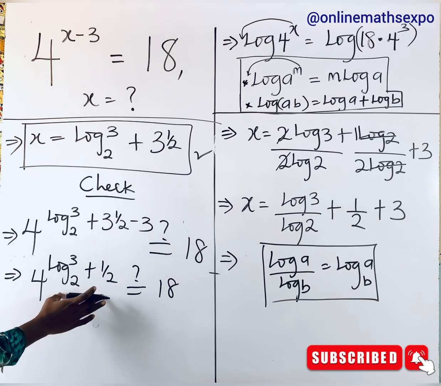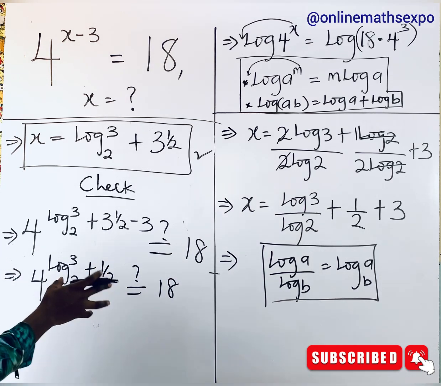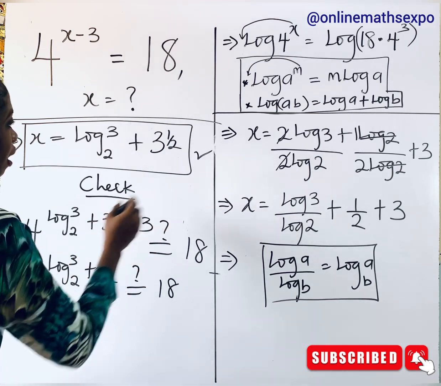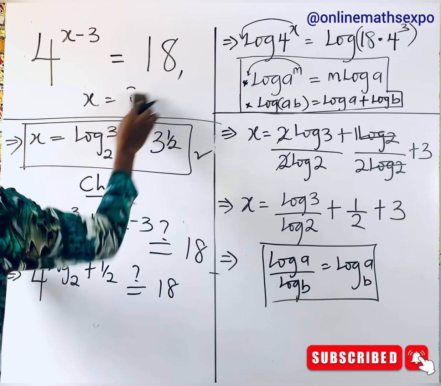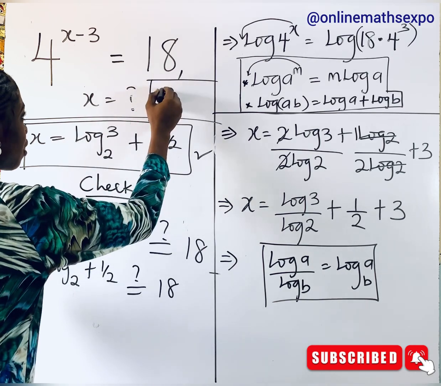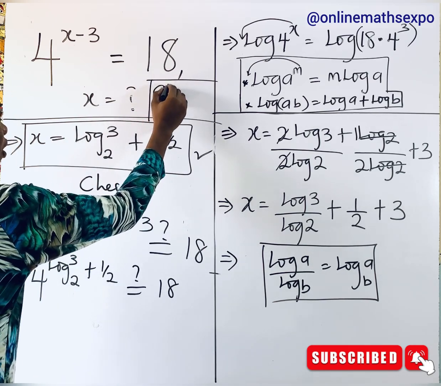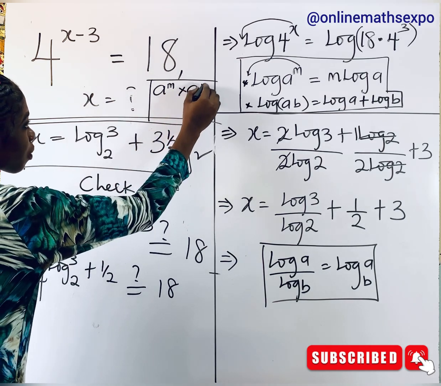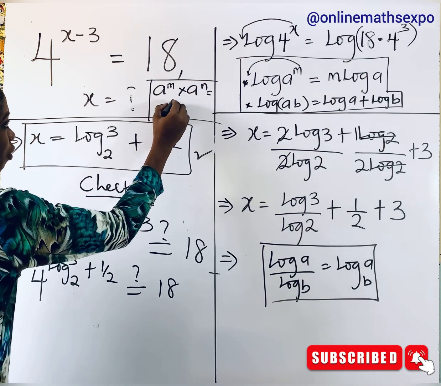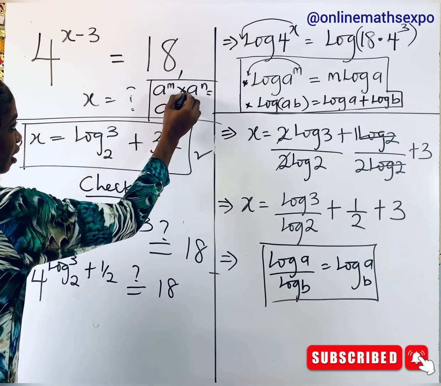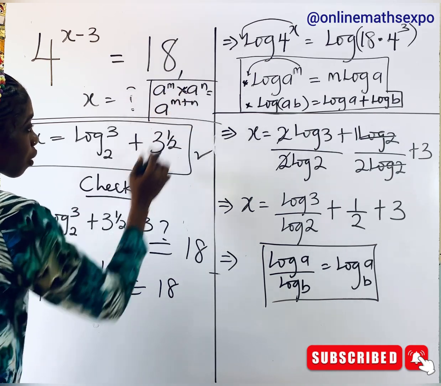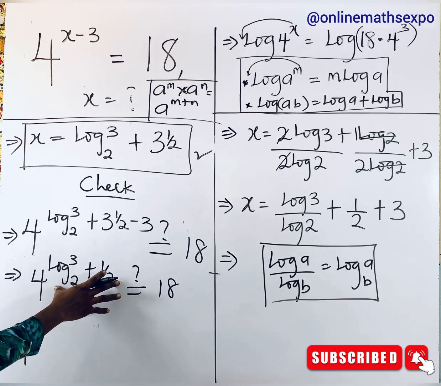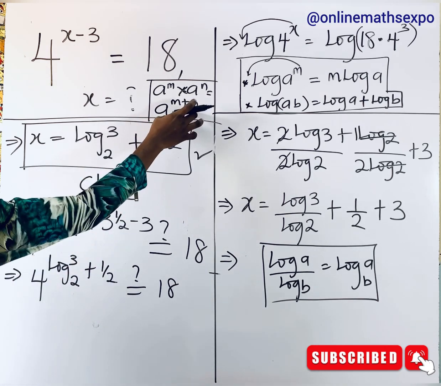Now we are going to apply a simple rule of exponents here. The rule says that if you have a to the power of m multiplied by a to the power of n, it means a to the power of m plus n. This turns to addition and you take one base. You see that there is one base holding these two powers. So we are going to apply this rule here.